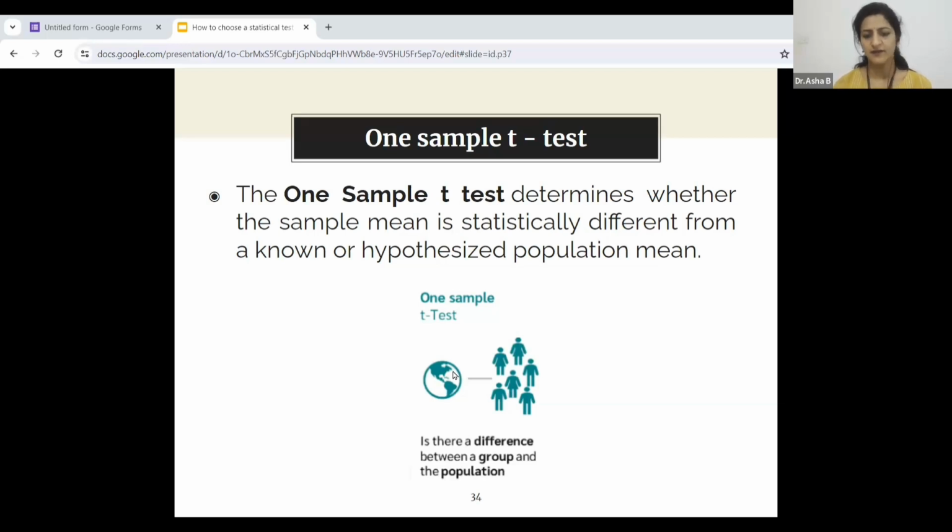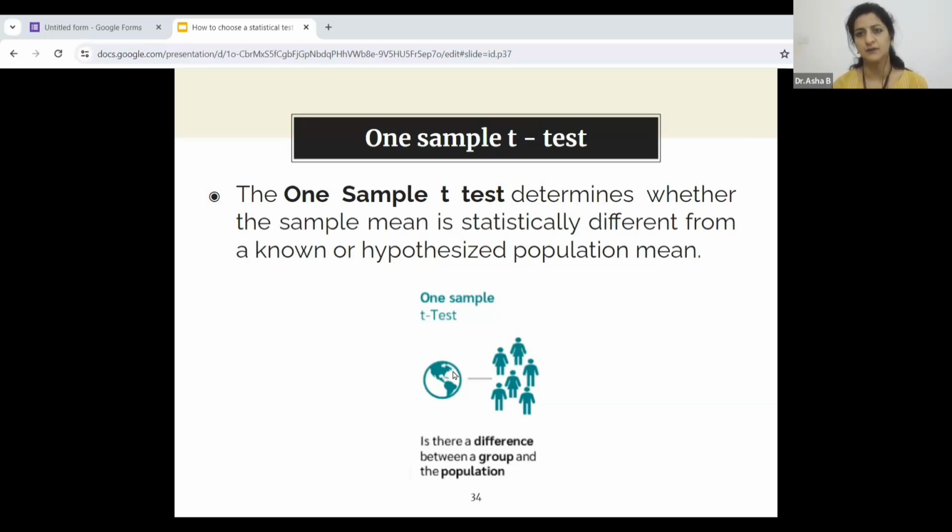As I said in my first slide, we cannot take all the people in the population and do our study. So what we do is we take a sample. In the school, for some reasons, I might not be able to measure the heights of all the boys. So we take a sample randomly and check their heights. Then we test whether this assumption is right or not.